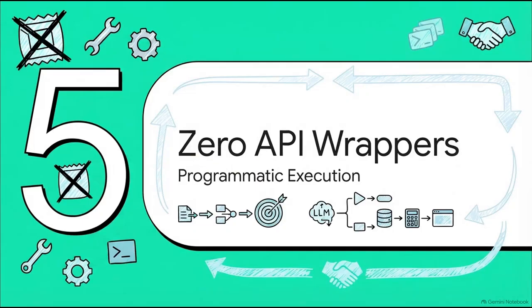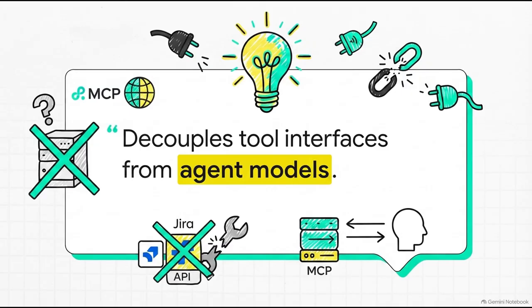Which leads us to maybe the biggest win of all: zero custom API wrappers and programmatic tool execution. This quote straight from the architecture docs perfectly captures the power of that plug metaphor. Decouples tool interfaces from agent models. This should be a massive light bulb moment for any engineer listening. It means you are finally done writing custom API wrappers for every single tool in your stack. You don't have to go in and patch the model's logic every time Jira decides to update its API. The MCP server handles all that translation for you.